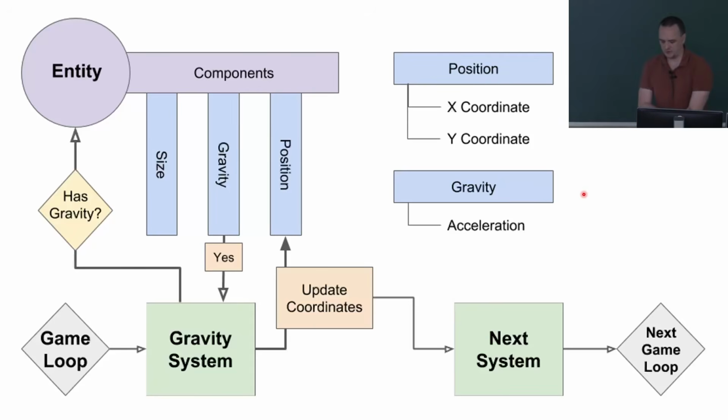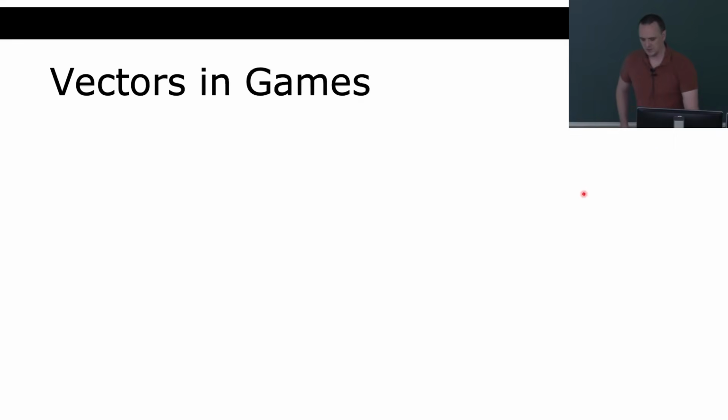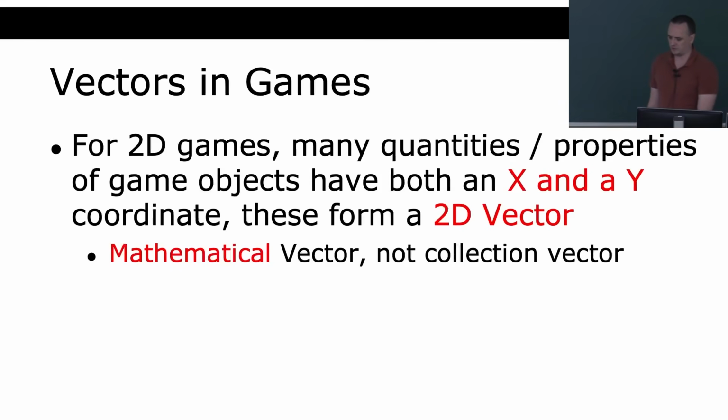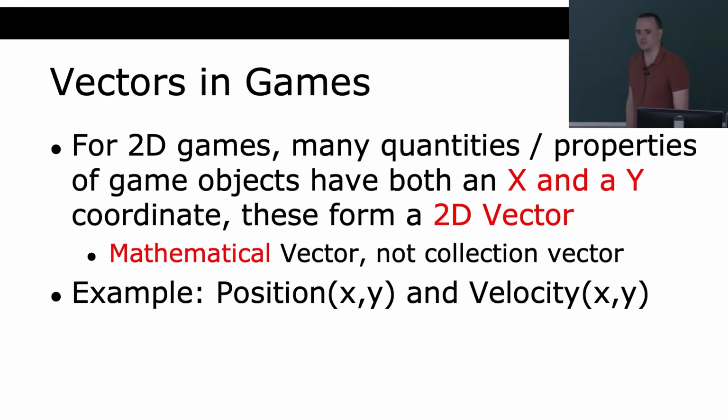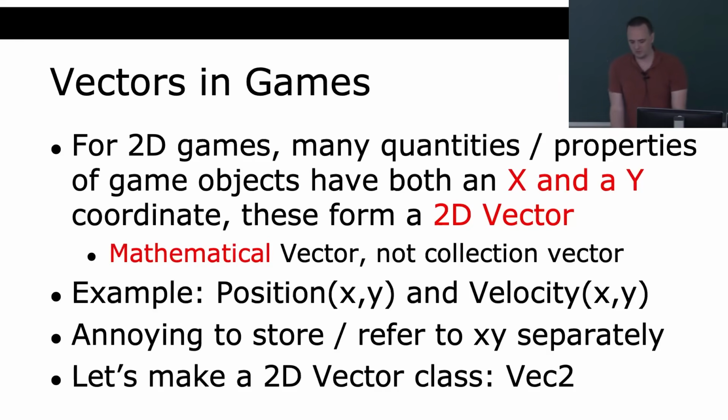Okay, with the few minutes that I have left, I want to really quickly talk about this Vec2 class. So vectors in games, for 2D games, many quantities and properties of these objects have both an x and a y vector, or a coordinate, and these form a 2D vector. So it's not a vector in terms of like a C++ storage vector, it's a mathematical positional vector. So for example, we might have a position that has an x and y, and a velocity that has an x and y, and we don't want to store x's and y's separately everywhere, and so we're going to make a 2D vector class, and we're going to call it Vec2.